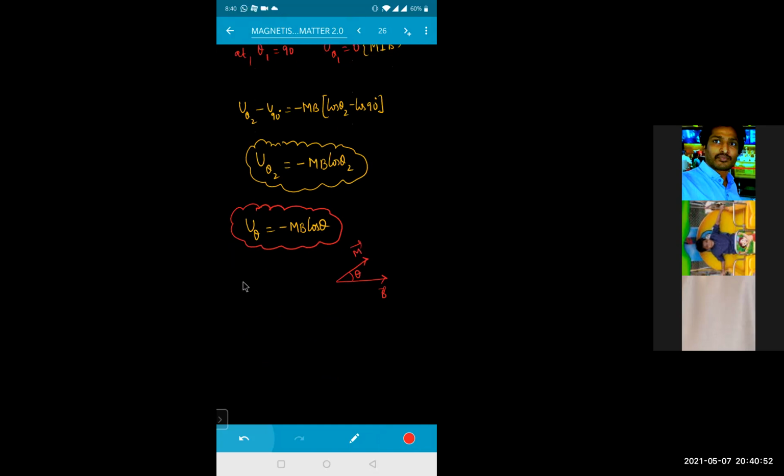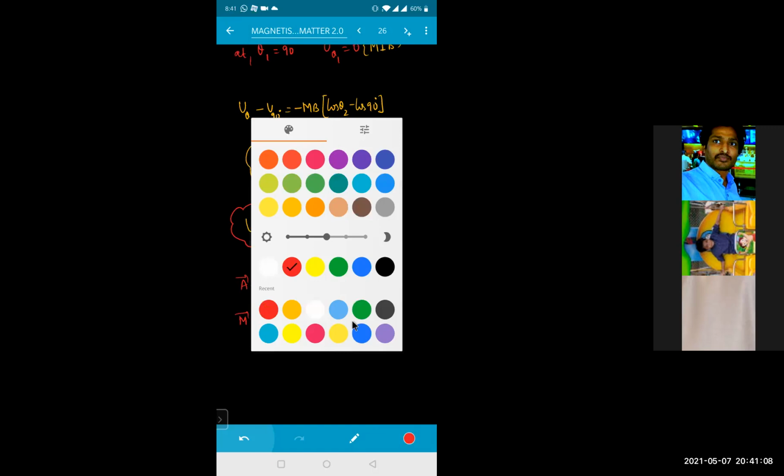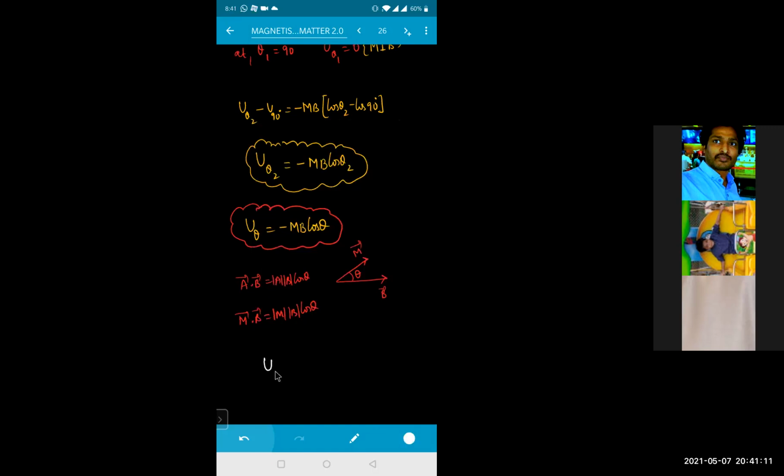So theta means what, beta? You know that A bar dot B bar is equal to mod A into mod B into cos theta. So I can write M bar dot B bar equal to mod M into mod B into cos theta. So the potential energy at a certain angle theta can be written as minus M bar dot B bar. Is that clear?